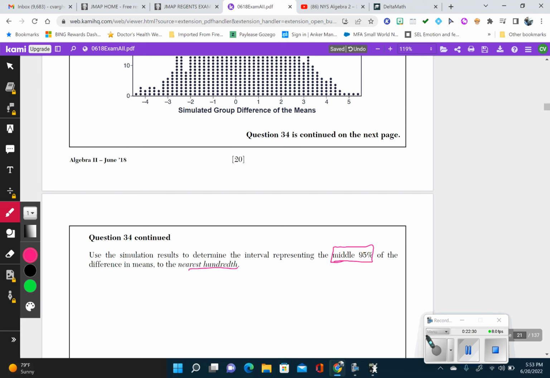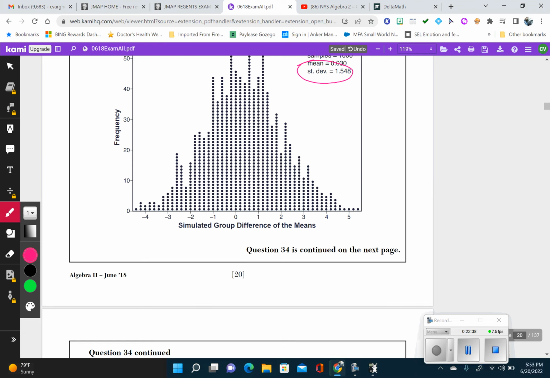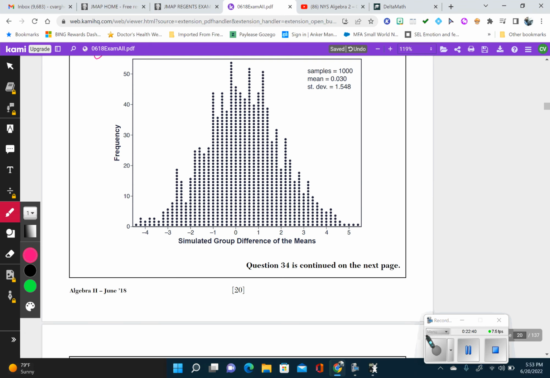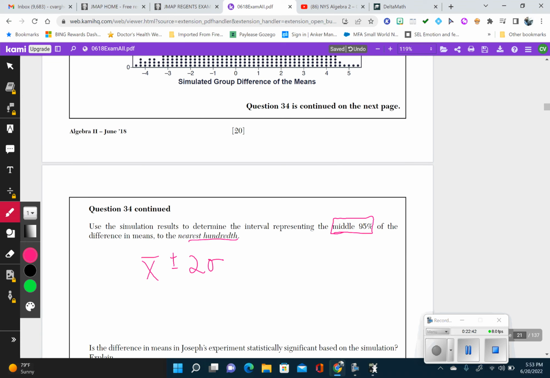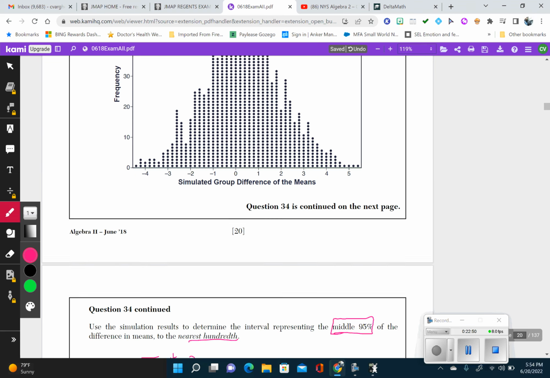The formula for the middle 95% is mean plus or minus 2 times the standard deviation. So the mean again is 0.030. Just take that out so you can see it better. 0.030. So I want to go 0.030 plus or minus 2 times whatever the standard deviation is. Standard deviation is 1.548.